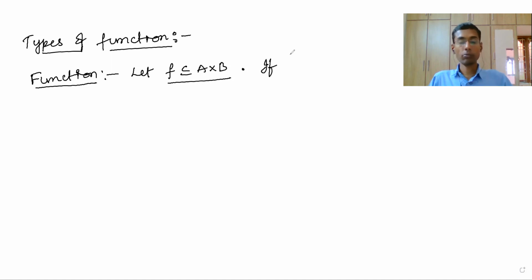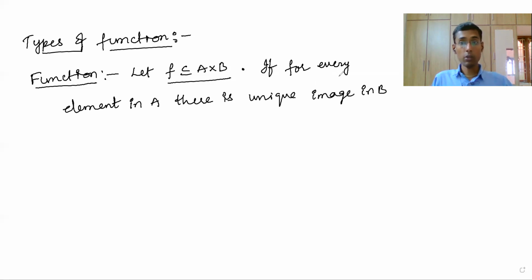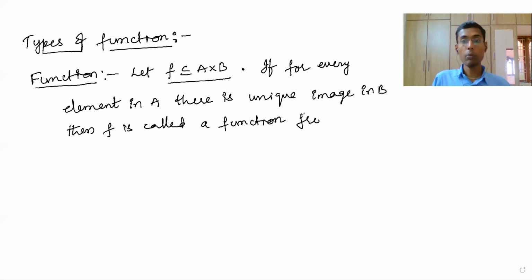If for every element in A there is a unique image in B, then what do we say? Then f is called a function. f is called a function from A to B.